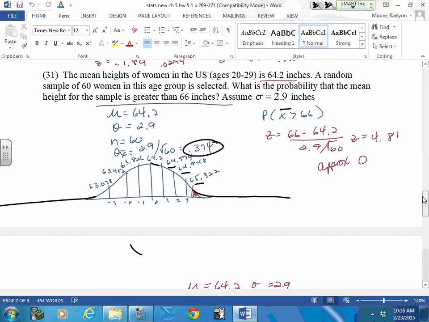What if this said x was less than or equal to 66? What would my answer be? Like about 100%. We would have to say very close to 100%, because there's no area to the right, that means all the area is to your left.